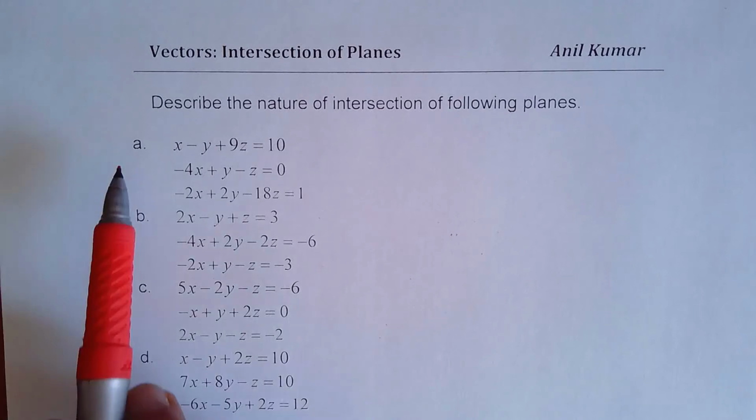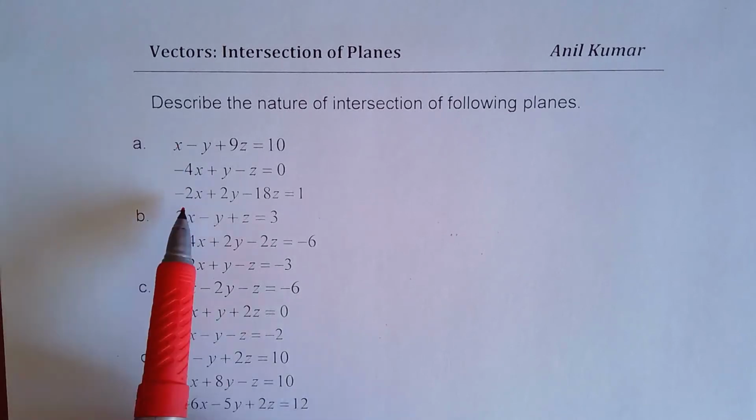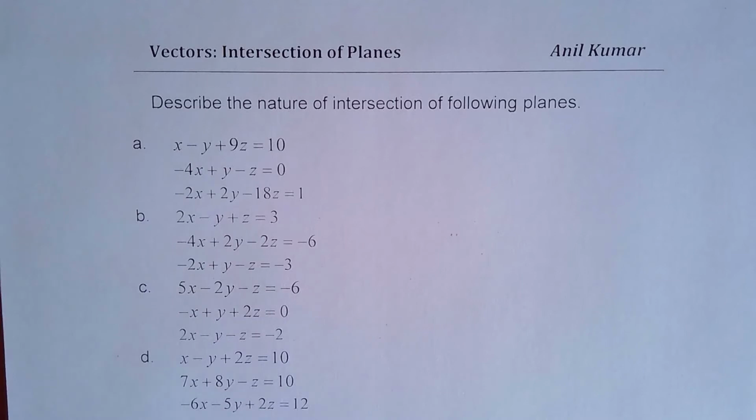We have 3 equations given to us. x minus y plus 9z equals 10, minus 4x plus y minus z equals 0, minus 2x plus 2y minus 18z equals 1. In how many points will these 3 planes intersect? This is what we have to figure out.